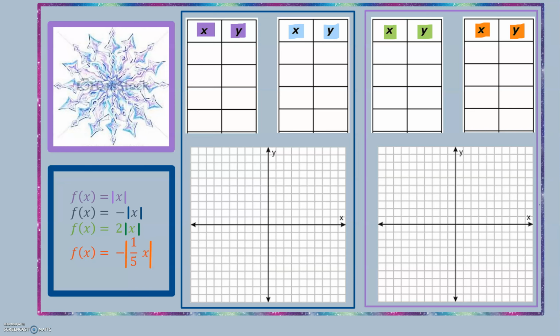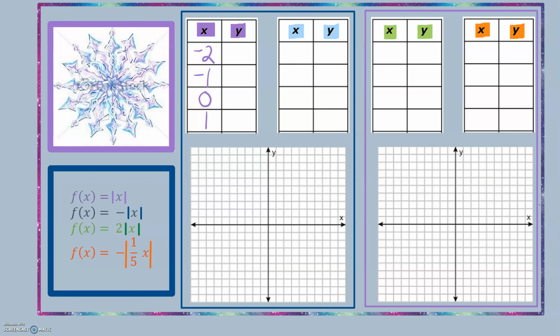So that first one, where f of x equals the absolute value of x, I'm going to go ahead and choose a couple of negative values. -2, -1. I always choose 0, always. And then I'm going to do another positive value. So I will do +1.